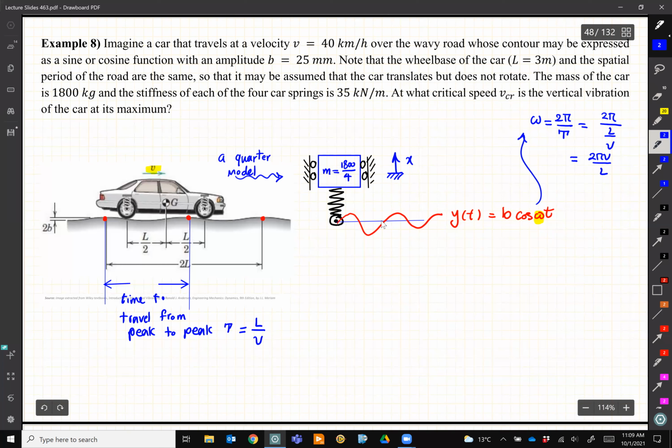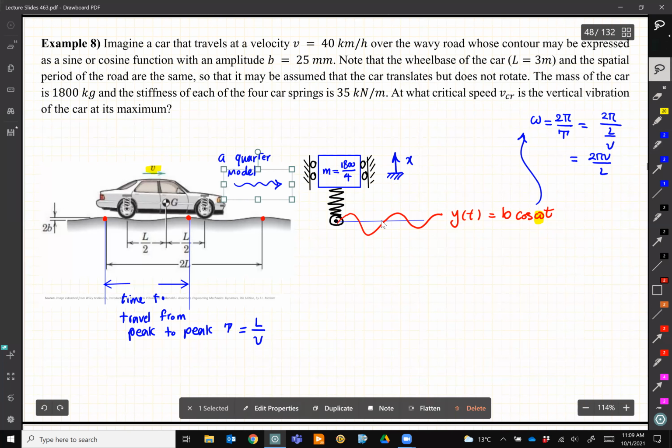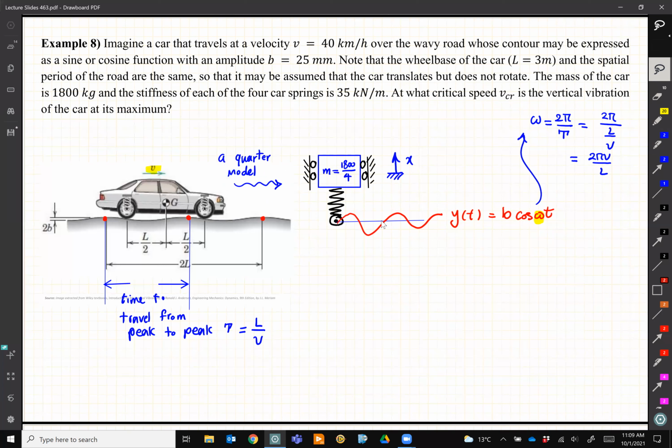Which is very common when people analyze the vibration of a car: to just consider a quarter model, at least to start with. So again, I repeat, we'll look at the dynamics of this system because the length from wheel to wheel, the center, and the distance from peak to peak on the road are exactly the same, which means the front and rear tires are going to move up and down together. So this car is not going to have any tilt motion.